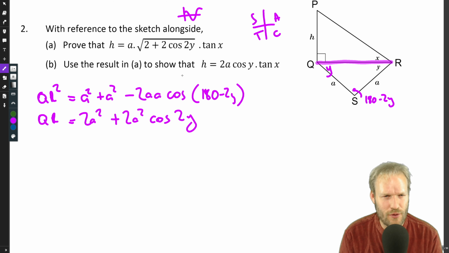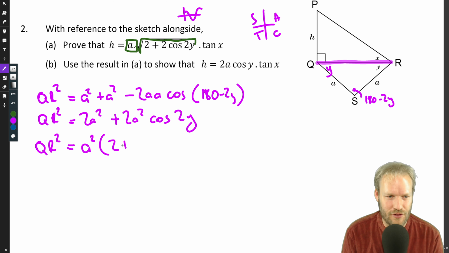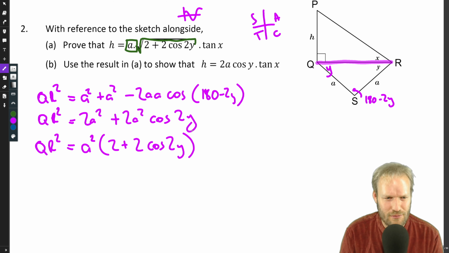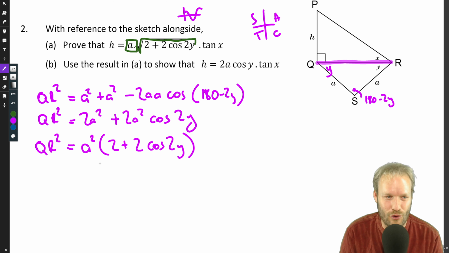Now let's just look where we're trying to go to so we can save ourselves some time and possibly some energy. So we're trying to get here where we've got an a outside and the square root of everything else. So QR squared, we're going to want to square root both sides in a second. So let's take out a squared as a common factor. And we're left with 2 plus 2 cos 2y. So I'm sneakily looking where we're trying to get to so we can start making it look as samey already.